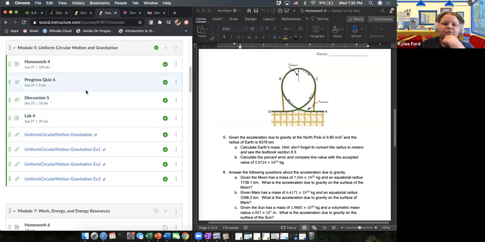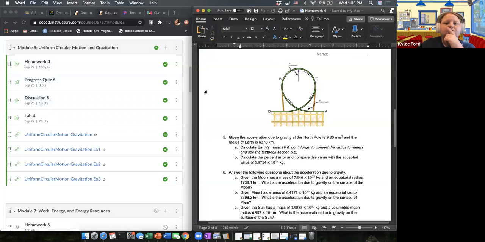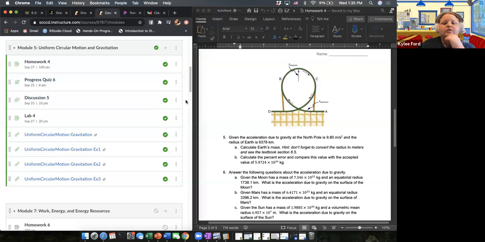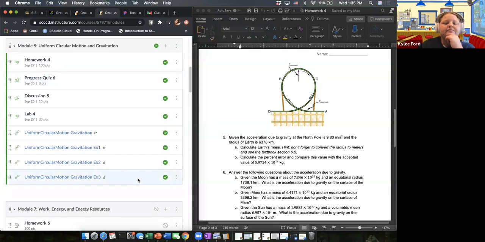Remember on the progress quiz, what was I going to say about the progress quiz? Oh, a lot of it is more conceptual. I think there's one or two of them that you'll have to do a little bit of calculation, but there's no time limit on them, so it should be okay.